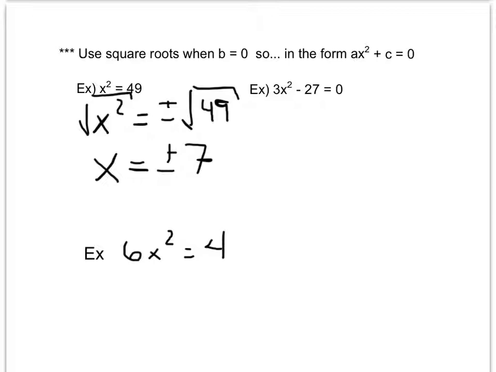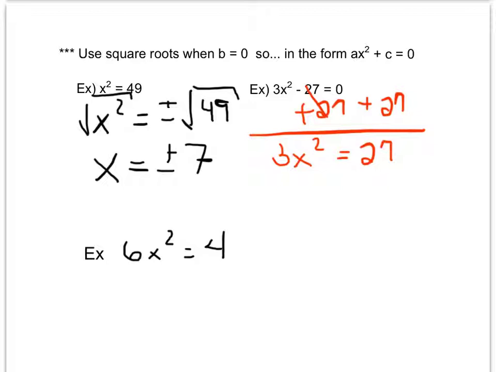If I look at example 2, again, the very first thing I want to do when using square roots to solve is to get x squared all by itself. So doing that, I'm going to first add 27 to both sides. These cancel, and I'm left with 3x squared equals 27. Now I can divide both sides by 3, and I get x squared equals 9.